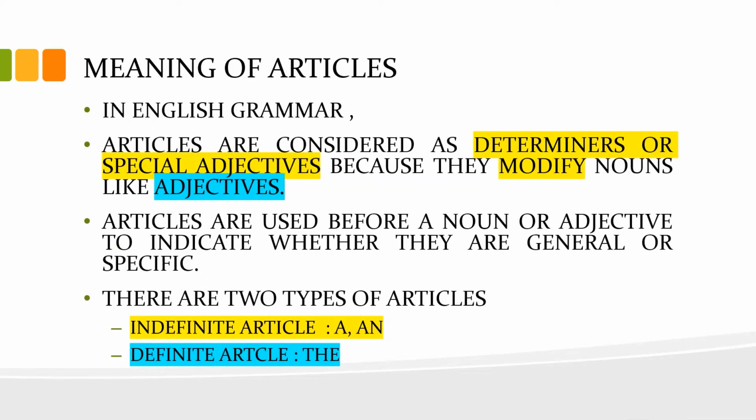In English grammar, articles are considered determiners or special adjectives because they modify nouns like adjectives. Articles are used before a noun or adjective to indicate whether they are general or specific. There are two types of articles: indefinite articles such as a and an, and the definite article the.